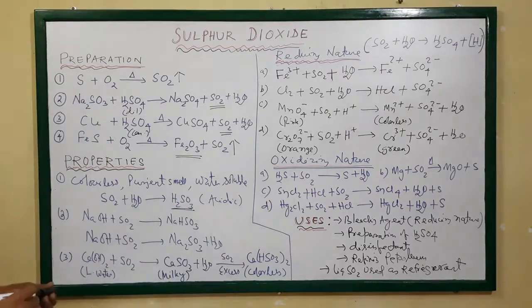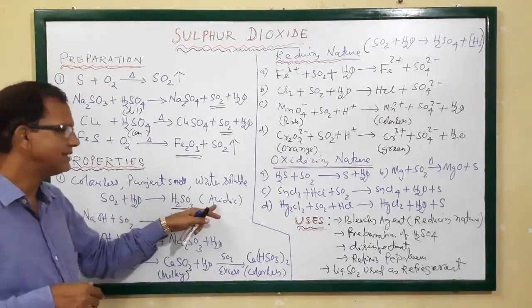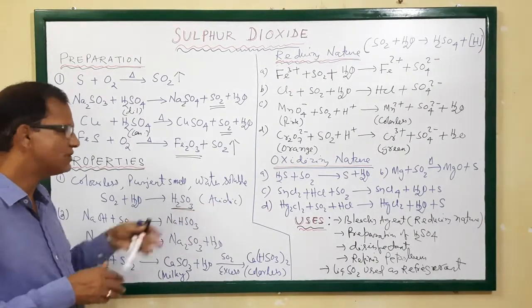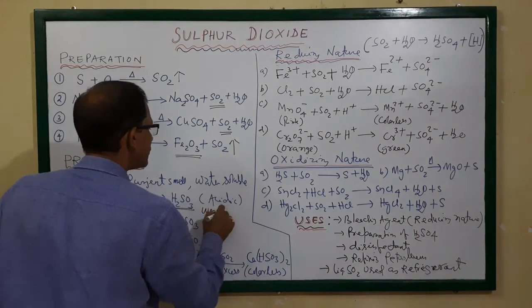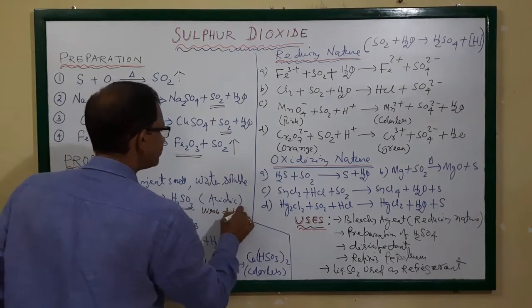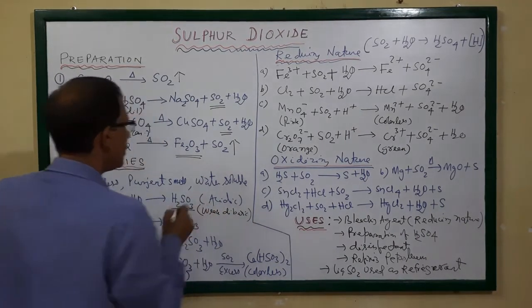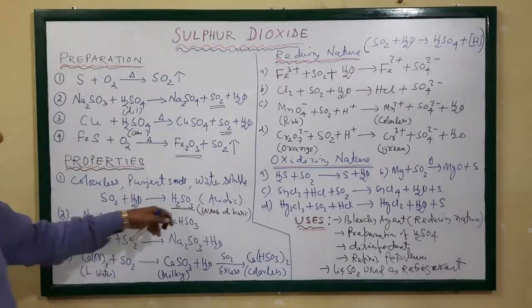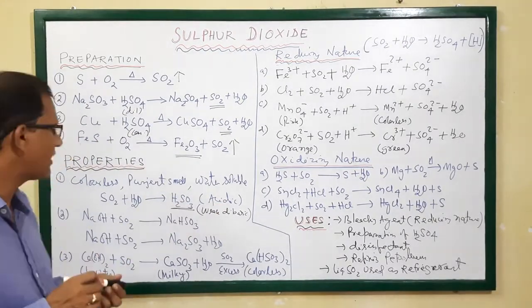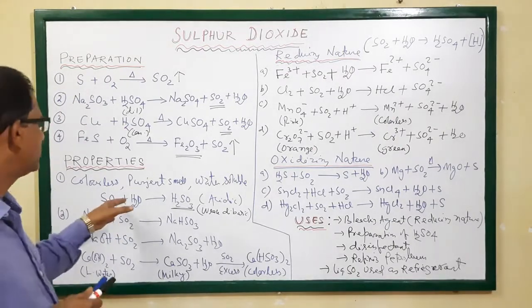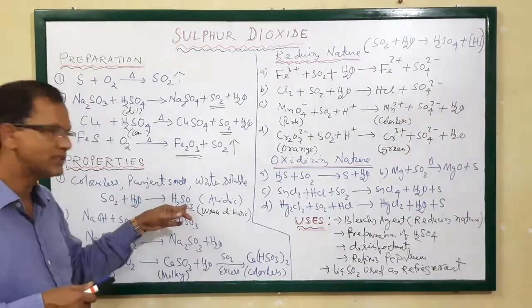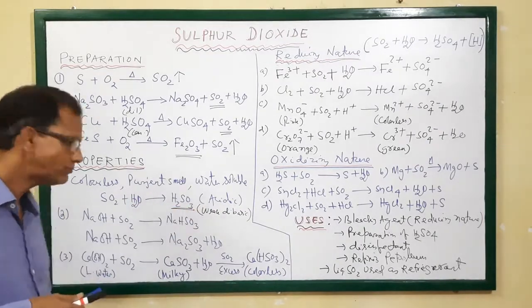sulfurous acid, and this sulfurous acid has acidic character, which is a dibasic, weak acid. Weak dibasic acid, H2SO3, is formed. That's why sulfur dioxide is acidic in character. It is dissolved in water and produces sulfurous acid, which is a dibasic acid.